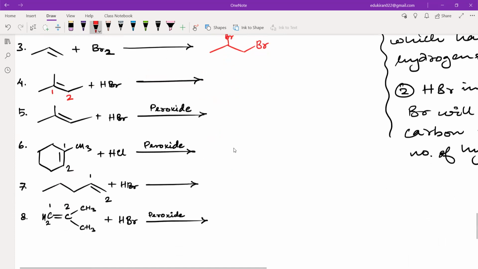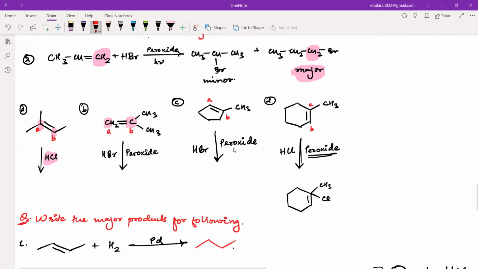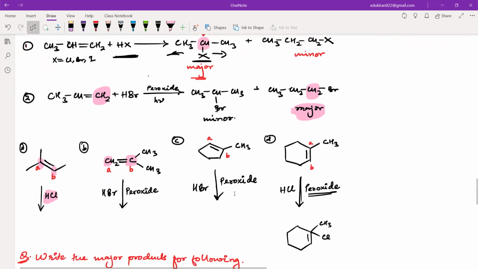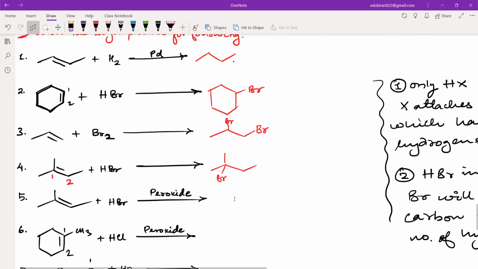What about the fourth one? Where should I put the Br? First carbon or second carbon? Where did you put it? First carbon, right? No. Write it on the second one. No, no, no. See, we have written here. Which will be major? The carbon which has less number of hydrogens, right? Yes or no? Yes, sir.